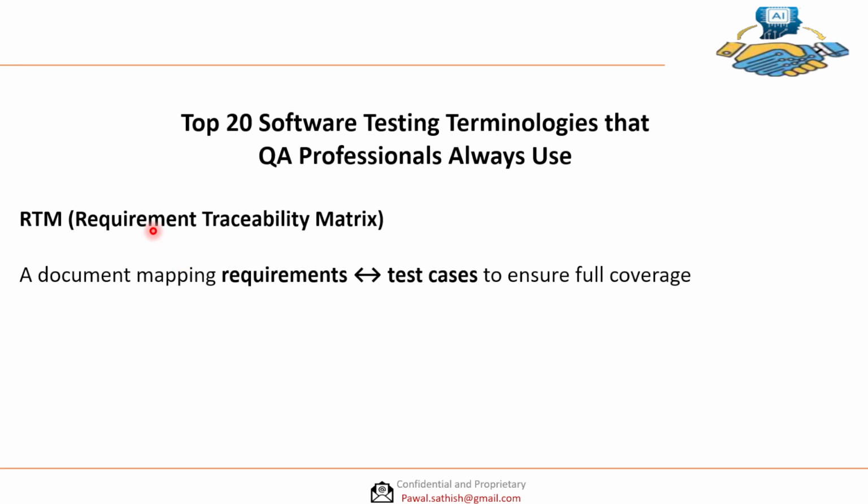The next is the requirement traceability matrix. It is useful when we need to trace the requirements. It is a document mapping requirements to test cases to ensure full coverage. We can also map test cases to defects, in case a test case fails. From a defect, we'll identify which test case failed, and from the test case, we'll identify which requirements failed. So this is called the requirement traceability matrix.